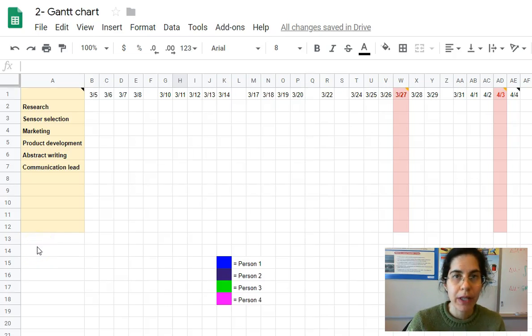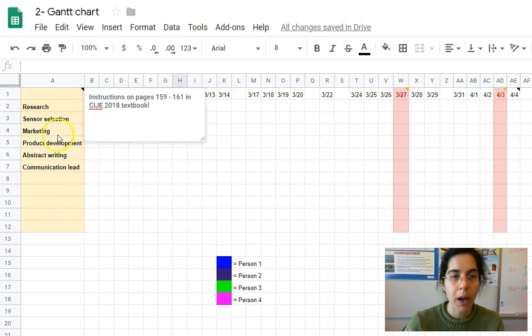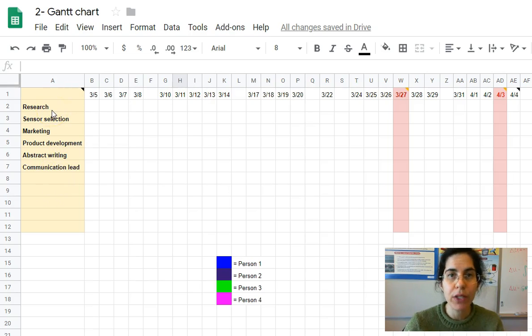A Gantt chart is how real engineers set up project deadlines and timetables to get their projects done on time. Update the categories on the left as to what you need to do for your capstone project. What kinds of research still need to be completed? What decisions do you still need to make about what you're going to build and for whom?